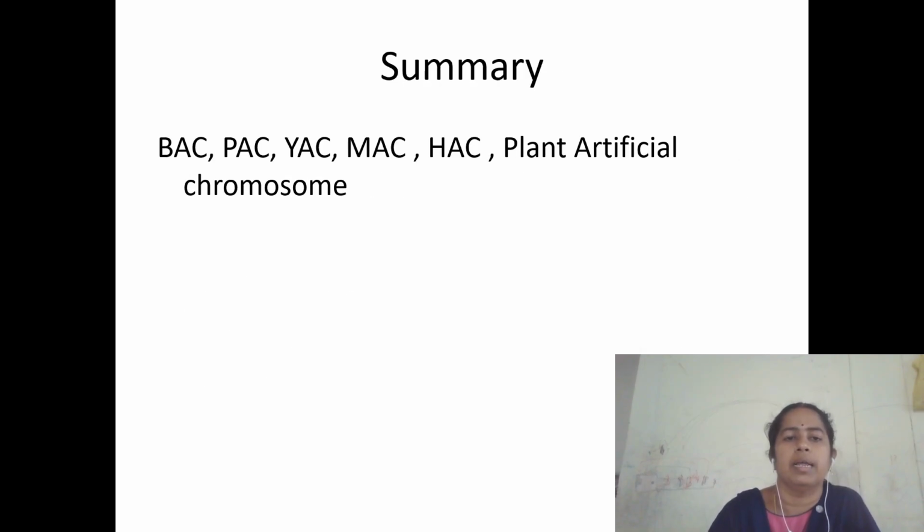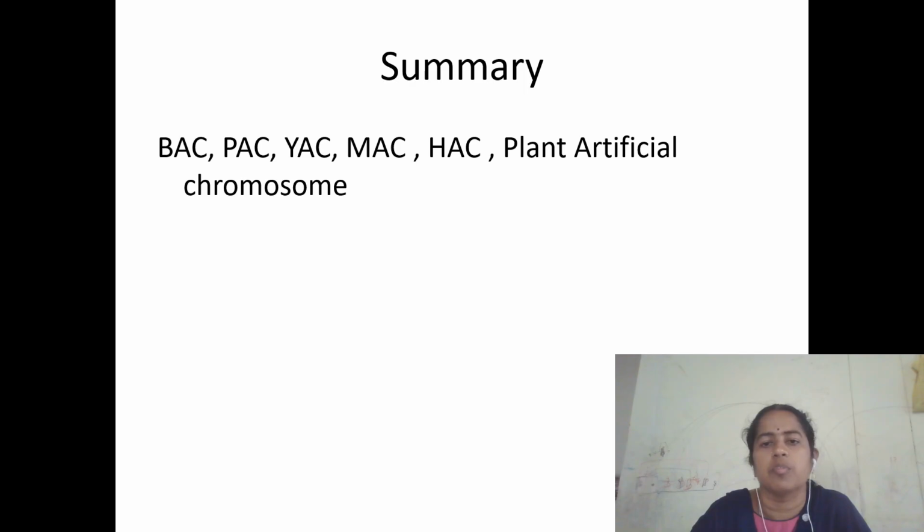Then to summarize, the various artificial chromosomes we studied are bacterial artificial chromosomes, plasmid or P1 artificial chromosomes, cosmids, yeast artificial chromosomes, mammalian artificial chromosomes, human artificial chromosomes, and plant artificial chromosomes. They differ in the size of insert, that is, the DNA which has to be inserted into it can be of limited size specific for a particular artificial chromosome.